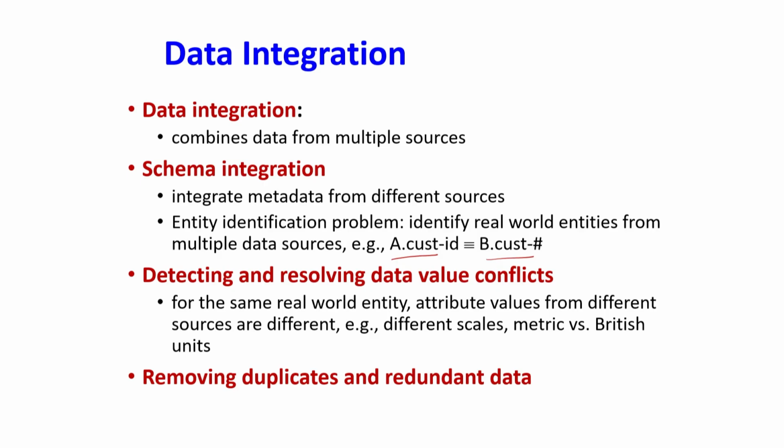Sometimes you can detect and resolve conflicts between the data sets. You yourself can do that, you do not have to worry about it. You can have different scales, metric versus BTU units, you can detect that and convert it. That is why you can easily integrate data, or you can remove duplicate and redundant data, which is obviously always there. But these two are important: schema integration, and detecting and resolving data conflicts because of changes of scale or different kinds of units, possibly CGS, MKS or SI units.